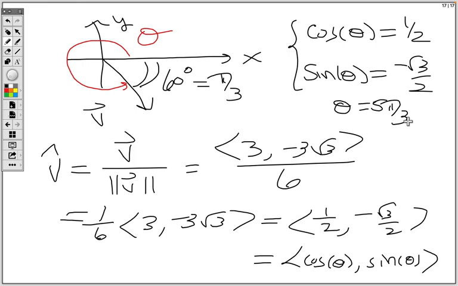If it's an angle you're not familiar with, you could always divide these two, get the tangent, and then use an inverse tangent or something like that, or inverse sine, inverse cosine. However you want to do it. You can find the v hat, and that's going to give you that point on the unit circle that you can use to figure out the theta. Okay. Any questions on going backwards?